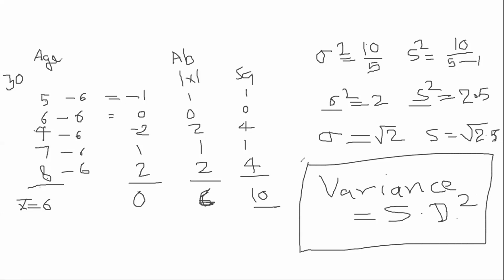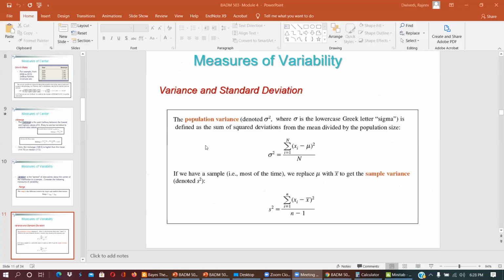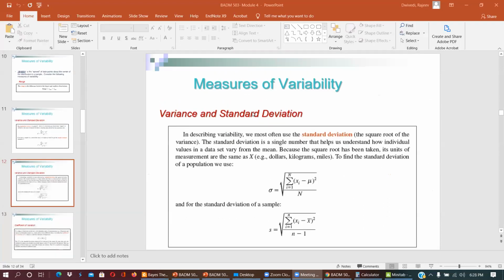Now let's look into one more situation. Okay, let me go with the next. So this is clear. I'm just going to erase this part. For example, this is 6, the absolute value. So this is population variance, and this is sample variance. This is population standard deviation, and this is sample standard deviation.